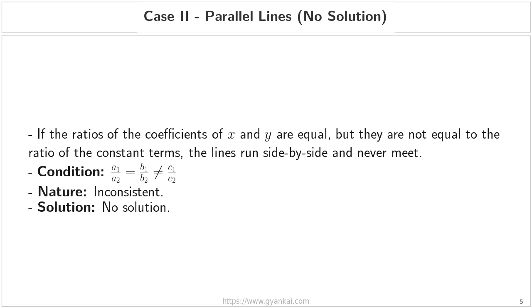Now that we have seen how intersecting lines work in case 1, let's move on to case 2, which describes a different relationship between the two lines. Imagine two lines that run perfectly side by side, like train tracks, so that they never, ever meet, no matter how far you extend them. These are what we call parallel lines.